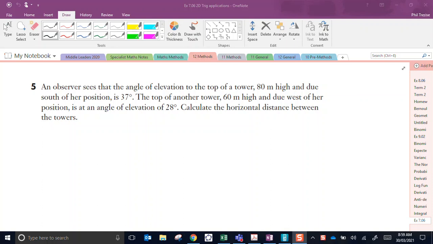Hi everyone. I'm going to demonstrate question number 5 here from the 2D trig exercise. It's actually a bit more like a 3D question, but we'll see that in a minute. So we've got the observer sees the elevation from the top of a tower 80 metres high and due south of her position. Then the top of another tower, which is 60 metres high, is due west of her position, and that's that angle of elevation. We need the distance between the towers.